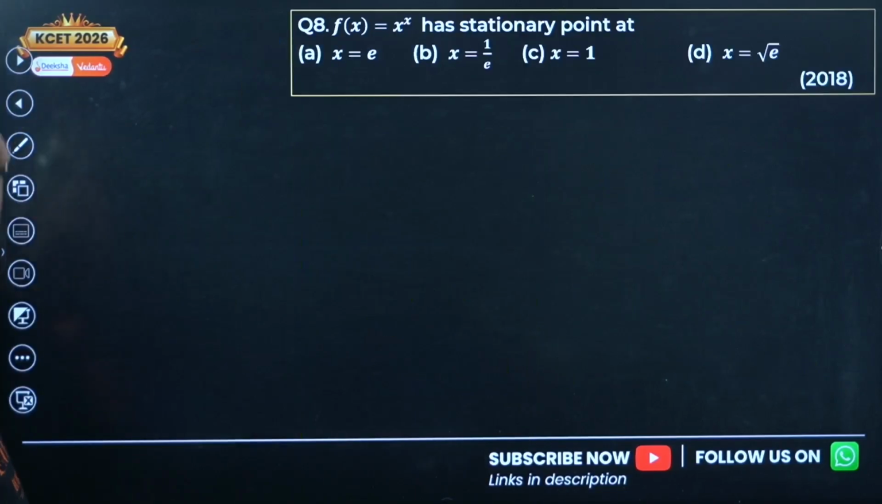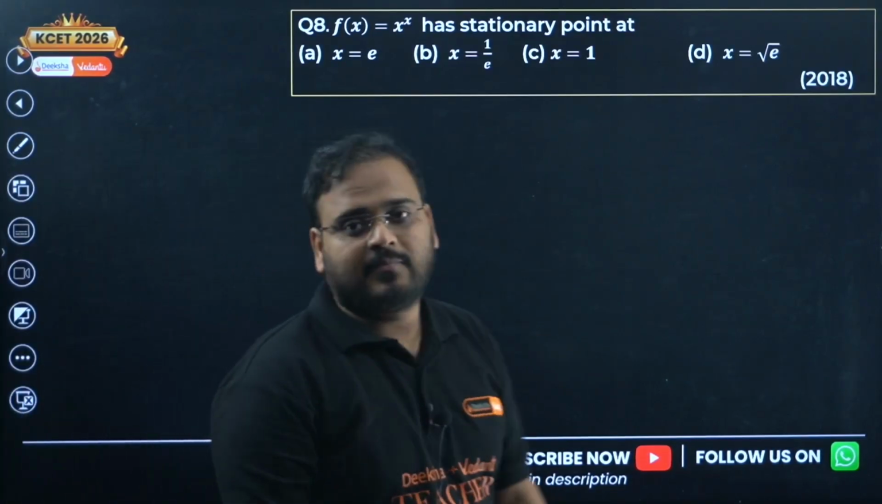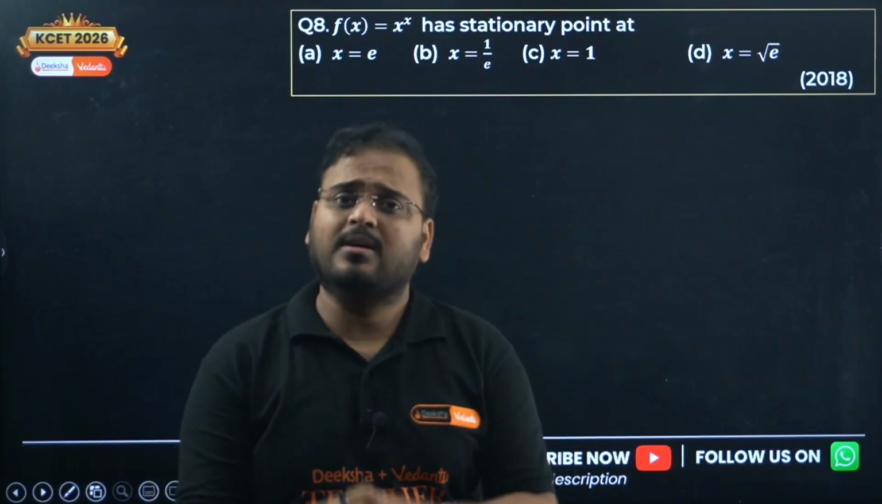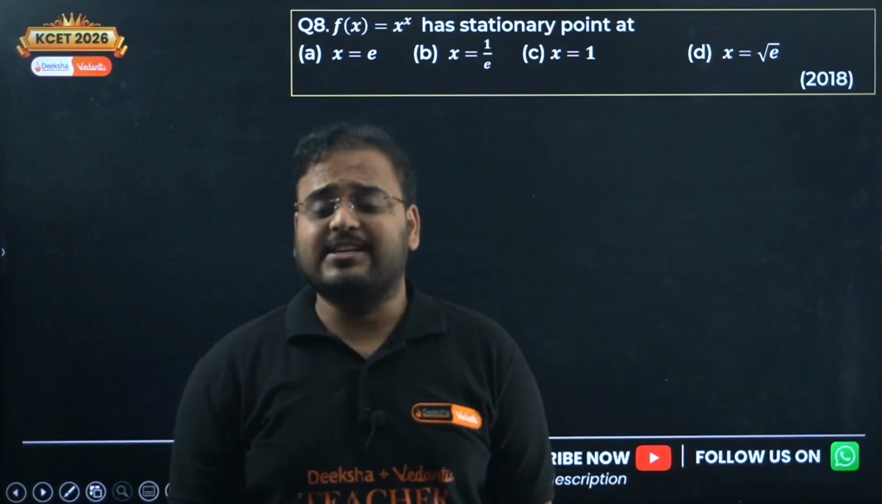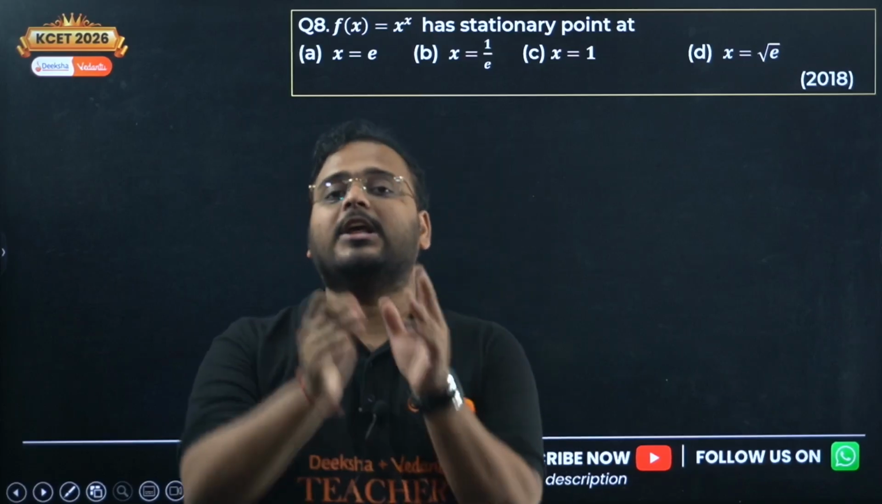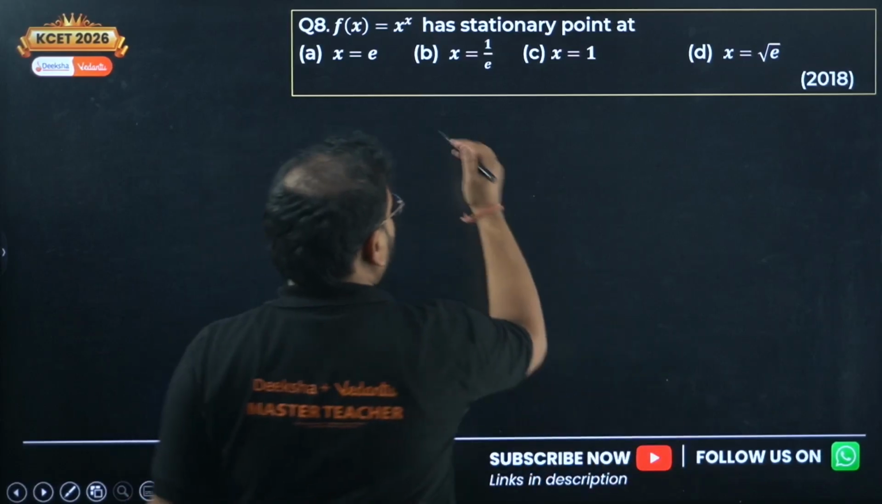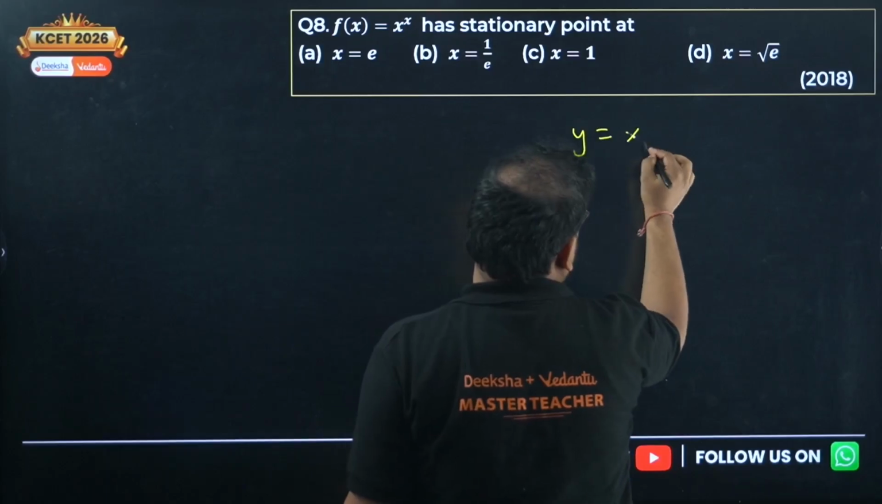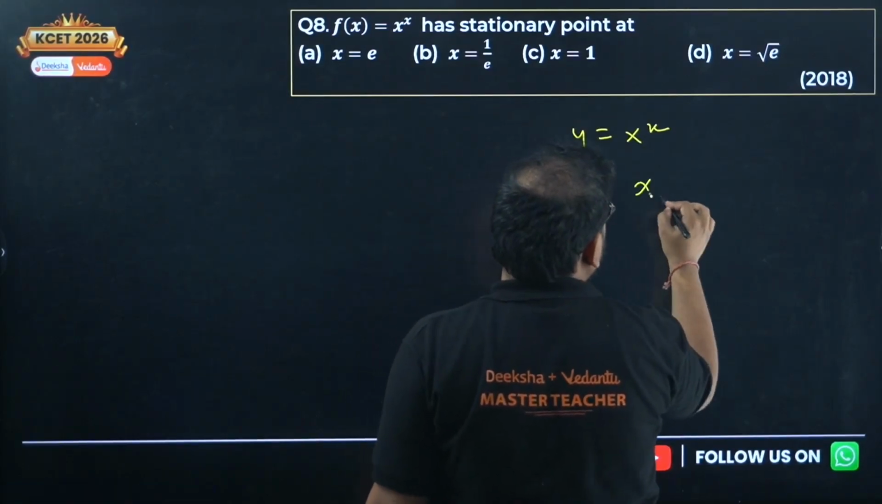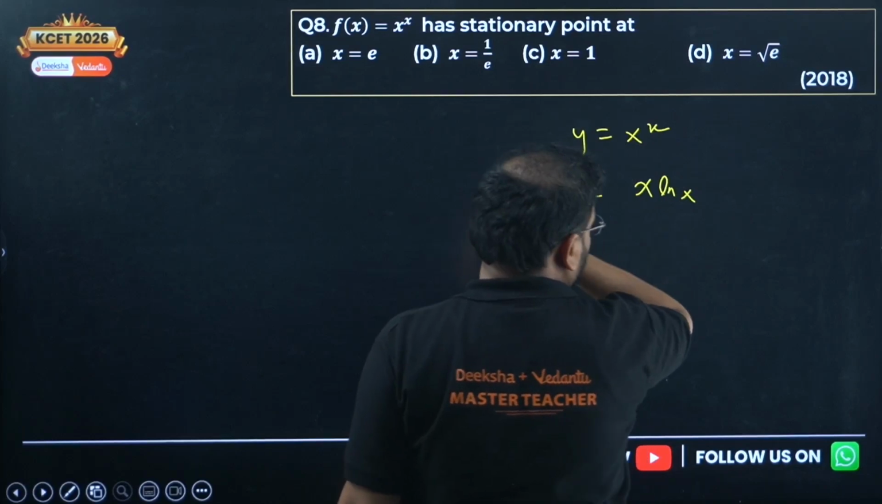Simple question. Next. Question number 8. They're asking us a stationary point. Something very new, sir. I don't know how to solve it. Same as critical point. A stationary point is the same as the critical point. How do you find it? Derivative, put it equal to 0. Okay, we just solve this question. y equal to x power x we have. We'll take ln y, which is x ln x, because this x will come as the coefficient.